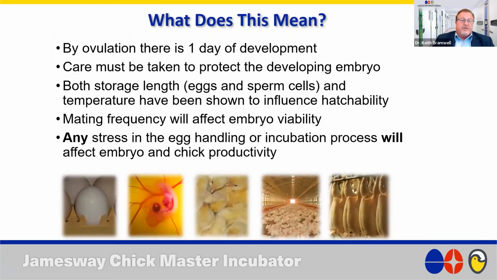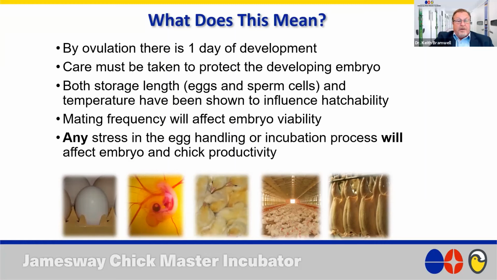So what does this all mean? Of course, by ovulation, there's 1 day of development of that avian embryo. How long we store it, how we store it, and incubation conditions will affect that developing embryo. Care must be taken to protect that embryo in any way we can. When we talk about egg handling, the egg leaves the farm, we've got a fertile egg. How is it transported from the farm to the hatchery? What kind of transportation equipment? How long is it stored in the hatchery? How well is it stored in the hatchery? Because those all will contribute to our viable embryo production.